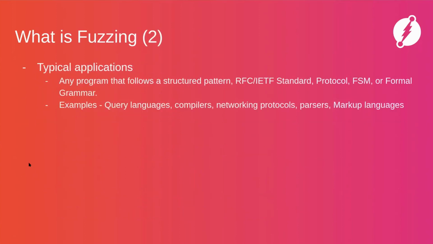Some applications where fuzzing is a prime candidate: any program or software that follows a structured pattern and takes its input in a particular fashion. Think of RFCs, IETF standards, networking protocols, finite state machines, or any formal grammar. These are all software that expect their inputs in a structured manner, and these are all prime candidates for fuzzing. In the real world, you will see query languages, compilers, networking protocols, parsers, markup languages, where fuzzing is generally used. In case of Dgraph, we use fuzzing for our query language. We are actually a graph database, and we have a query language called GraphQL plus minus, and that's where we are using the fuzzing technique.